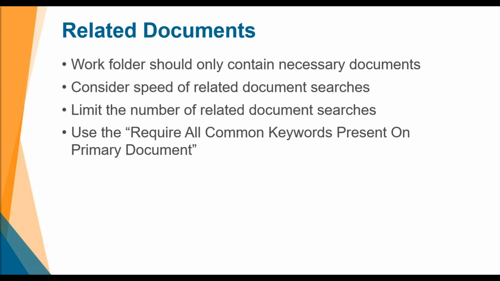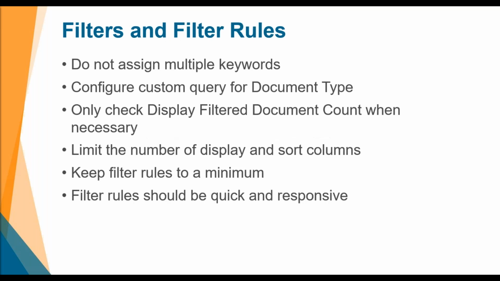And when available, use the Require All Common Keywords Present on Primary Document option. This can prevent unexpected documents from being processed if a lookup keyword is missing from the primary document. You don't want to assign multiple keywords to filter for performance, and when configuring a custom query to be used as a filter, make sure you use document type instead of keyword type. Display the filtered document to ensure that this best practice is implemented.